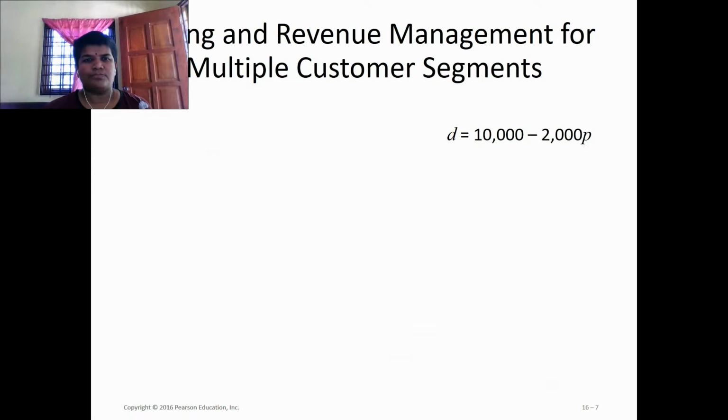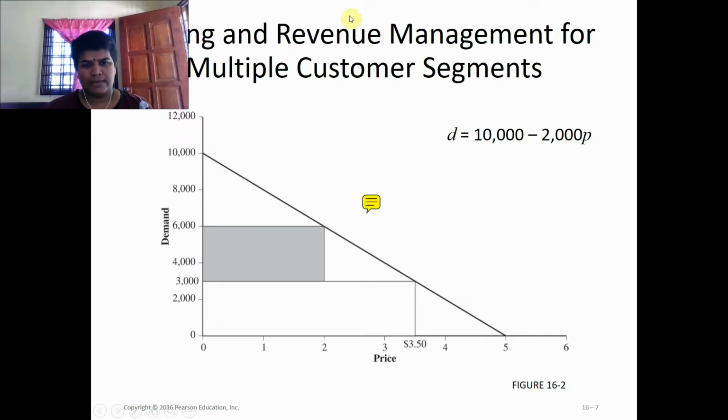For example, when demand is 3,000, the price for that same product is 3 ringgit 50 cent. When the demand is 6,000, you can see the price for the product is 2 ringgit. When the demand is 10,000, the price of the product is 0. And when the price is 5 ringgit, there is no demand for the product. So this is how you read a demand curve. You can see when the demand is high, the price of the goods is lower compared to when the demand is low.